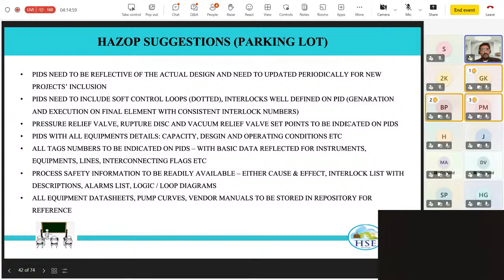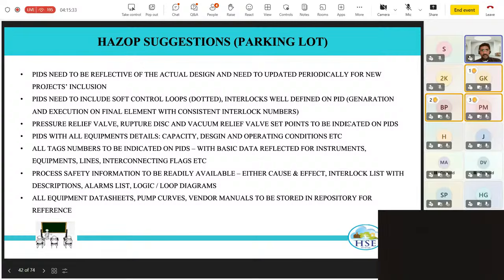Next, the PNID with all equipment details, capacity, design, operating condition. These again are important because flow-wise, capacity-wise, you would need that data. So a PNID should be a holistic document. There are instances where a PNID is so well defined that you don't need to refer to any other document. I have had instances where I did not refer to cause and effect because the PNID was very well defined. So it should be a holistically inclusive document, a total document. That is how a PNID should be prepared. Then all tag numbers should be indicated, which many times they are not.